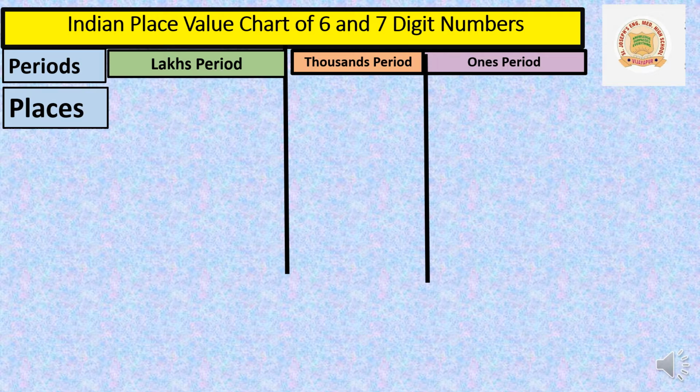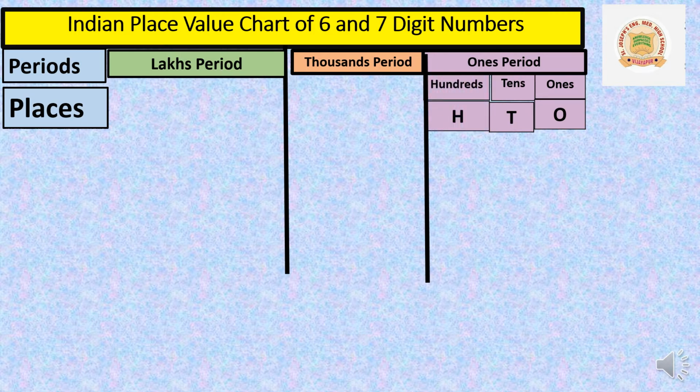We understood the ones period very well. In the ones period we have 3 places: ones, capital O, tens, capital T, hundreds, capital H. These 3 places are included in the ones period. Now this is a 3-digit number. Now in the thousands period, let us see which places come. That is thousands, TH, and 10,000s, TTH. These two are included in the thousands period. So these two periods together make a 5-digit number.